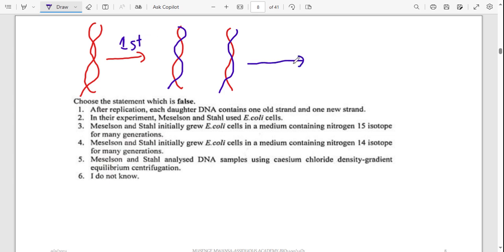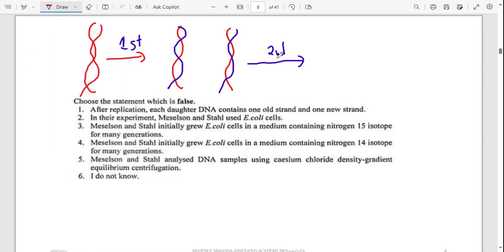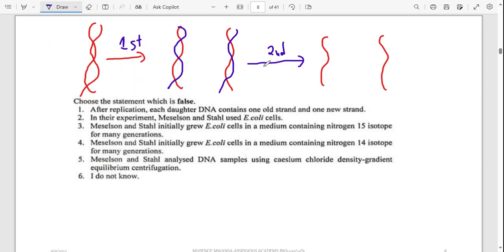When we're having the second replication, what is going to happen is that again these strands are going to separate. Can you see that we have got two red ones? Those red ones are going to separate, right? Like that. And then we have got two blue ones. They are also going to separate. But remember, the new strand that we are adding after replication is blue, isn't it? So to each one, we are going to add a blue strand, a blue strand, a blue strand, a blue strand.